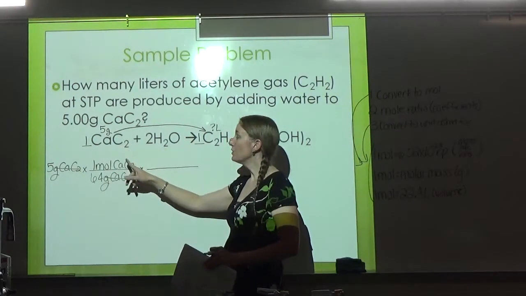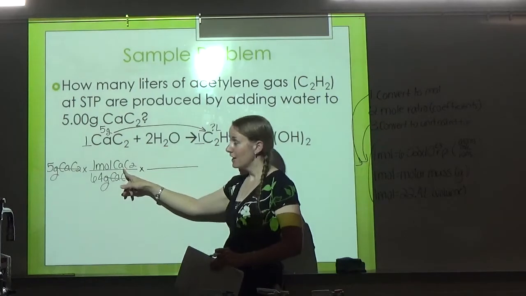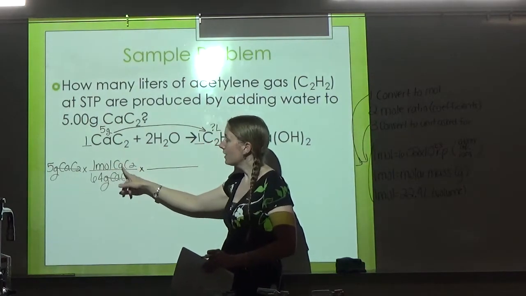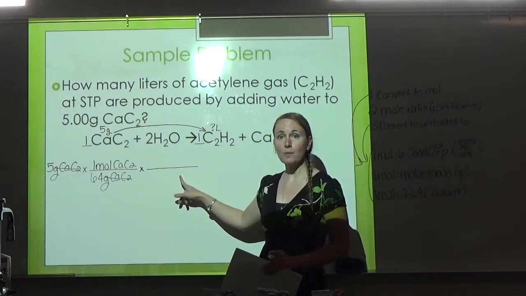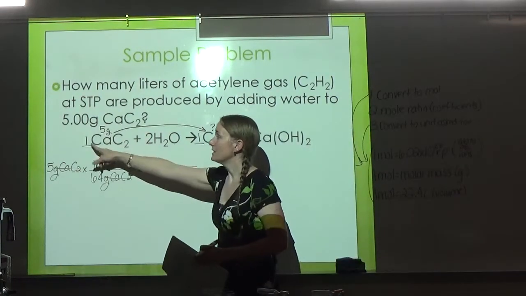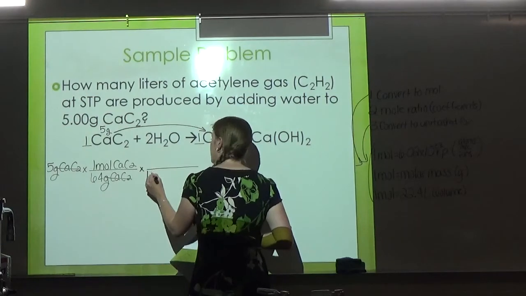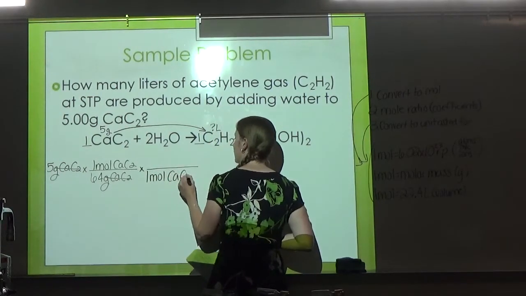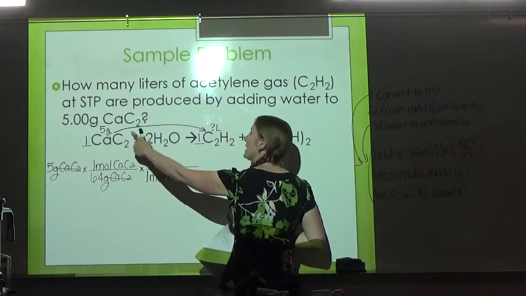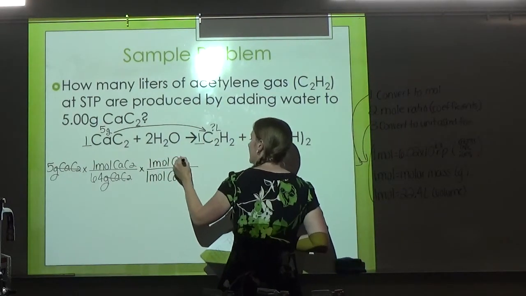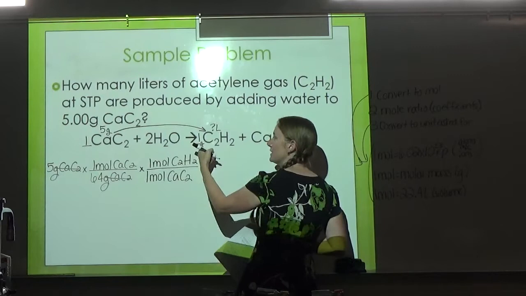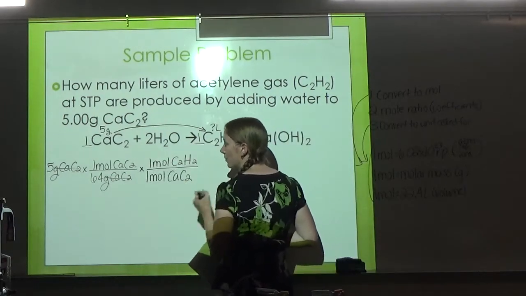It involves the unit and the substance. So since I have moles of calcium carbide on top, I'm going to put the moles of calcium carbide on bottom. Well, how many? Since it has a coefficient of 1, I'm going to put 1 mole calcium carbide on bottom. Well, what does that make? The reaction tells me that will make 1 mole of acetylene gas. And if this had been a 4, I would have put 4 moles on top.